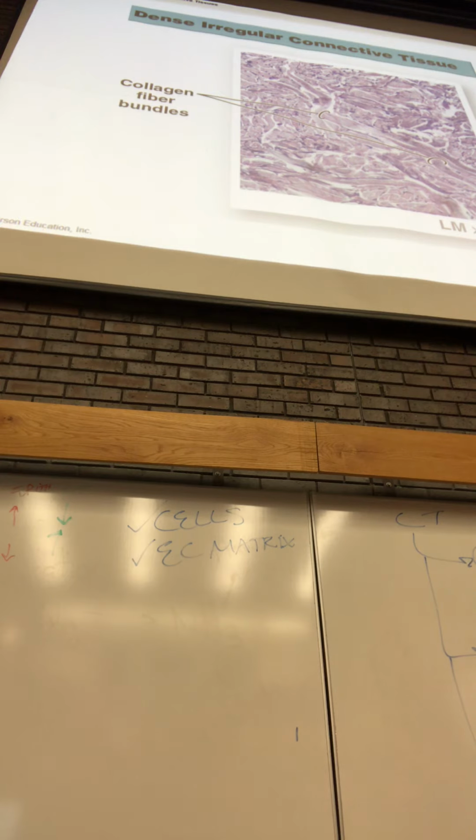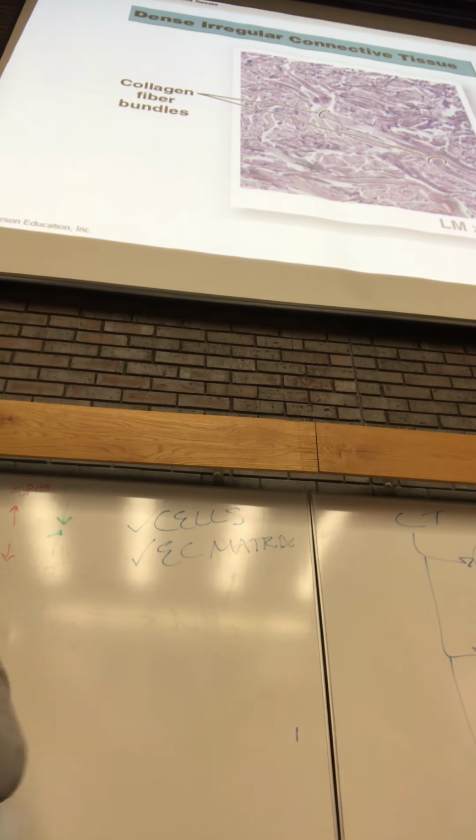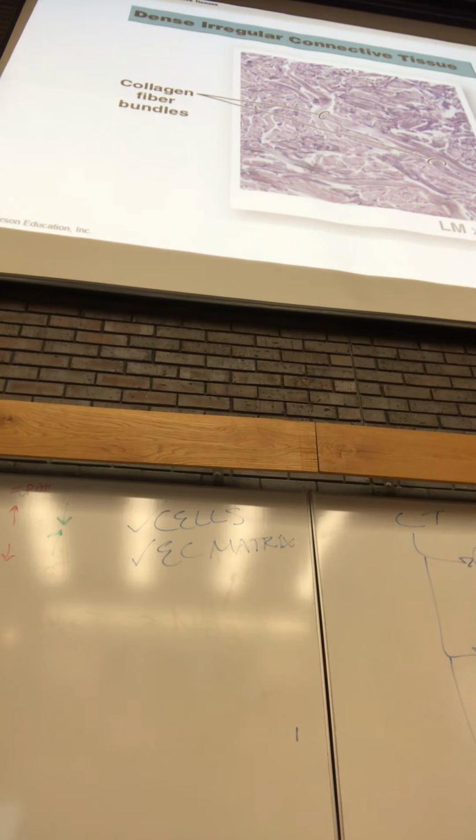Dense irregular connective tissue is great for areas where they'll get pulled from many directions, like the connective tissue that secures our superficial layer of skin to the fat underneath, the dermis. The dermis is dense irregular connective tissue, or part of the dermis, most of the dermis. Because our skin gets pulled in many directions, this tissue is strong, and the fibers are definitely not in a line. They're definitely going every which way.